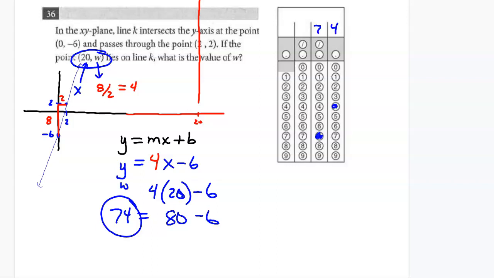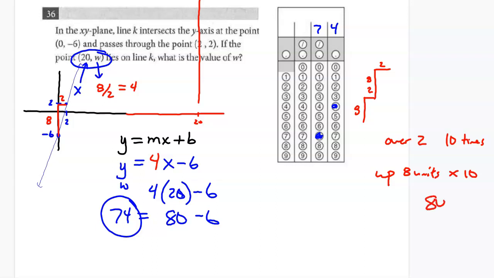Now, I've seen some kids just play the game, and they kept saying, if you're going up 8 over 2, up 8 over 2, they had to figure out that if you're going over 2, you're going to have to go over 2 10 times to get to 20. So if you go over 2 10 times to get to 20, that means you're going to have to go up 8 units 10 times, which would be up 80 units.